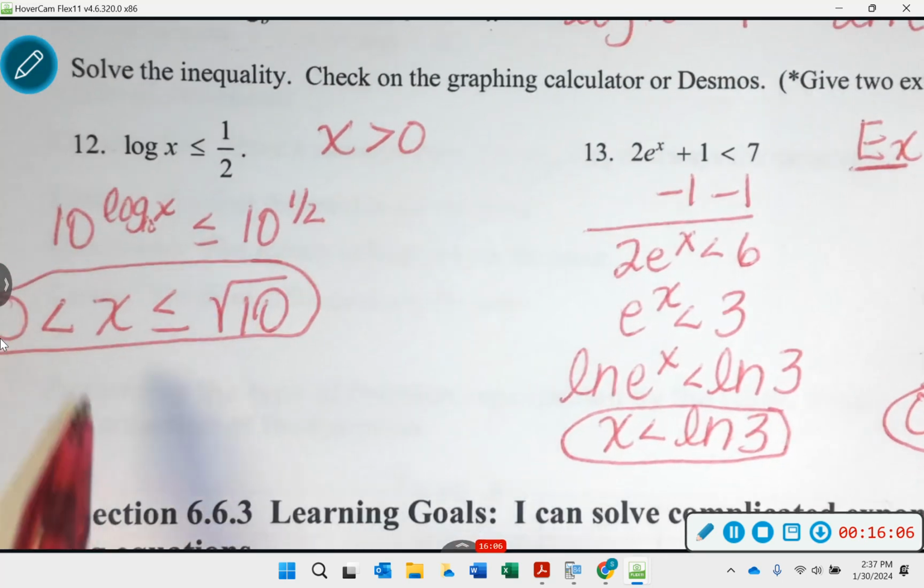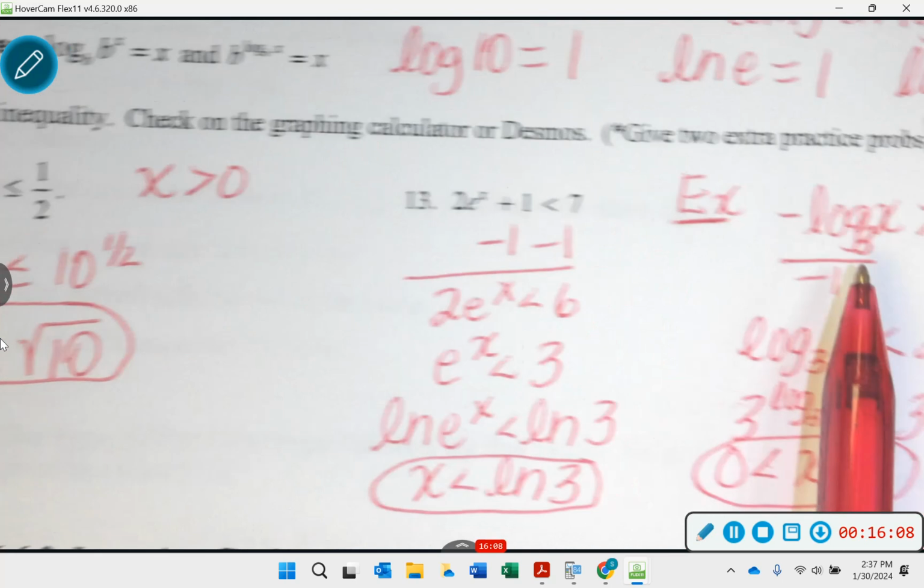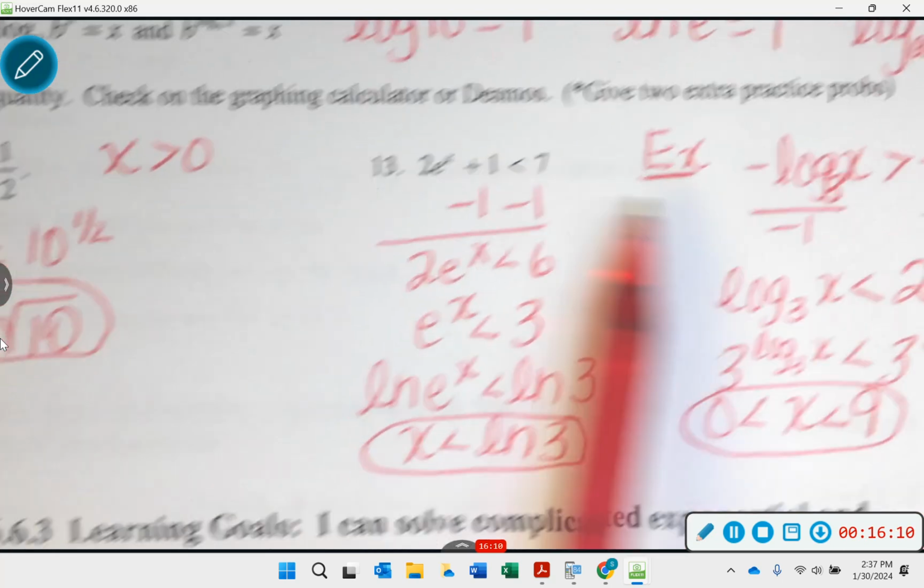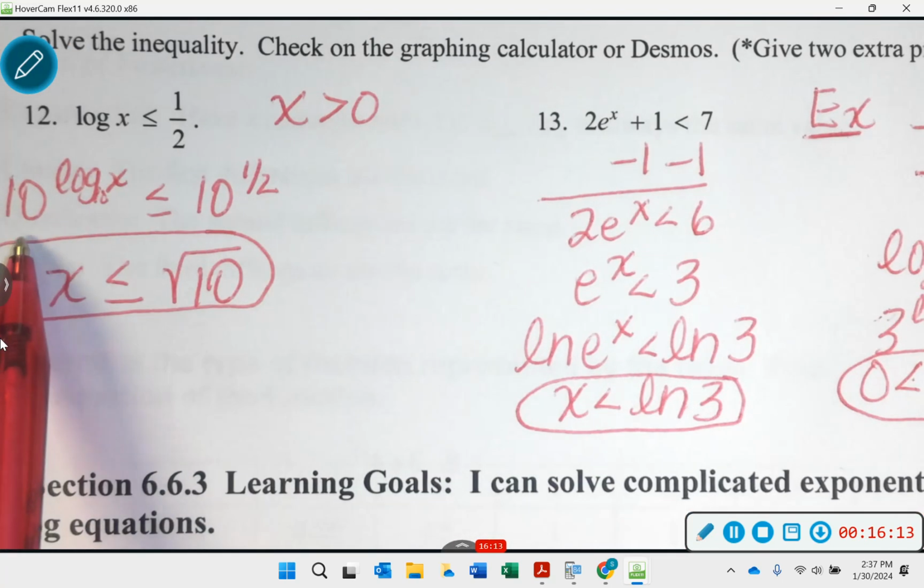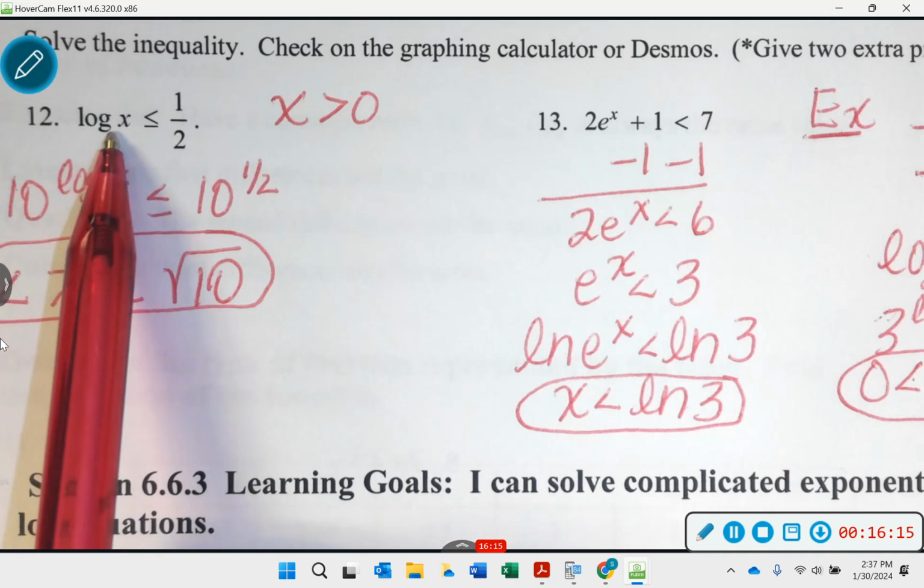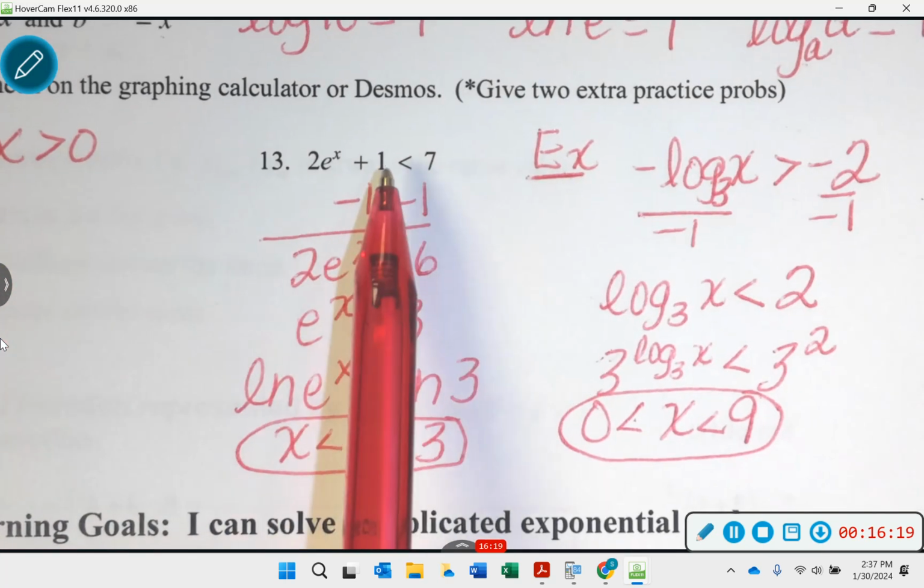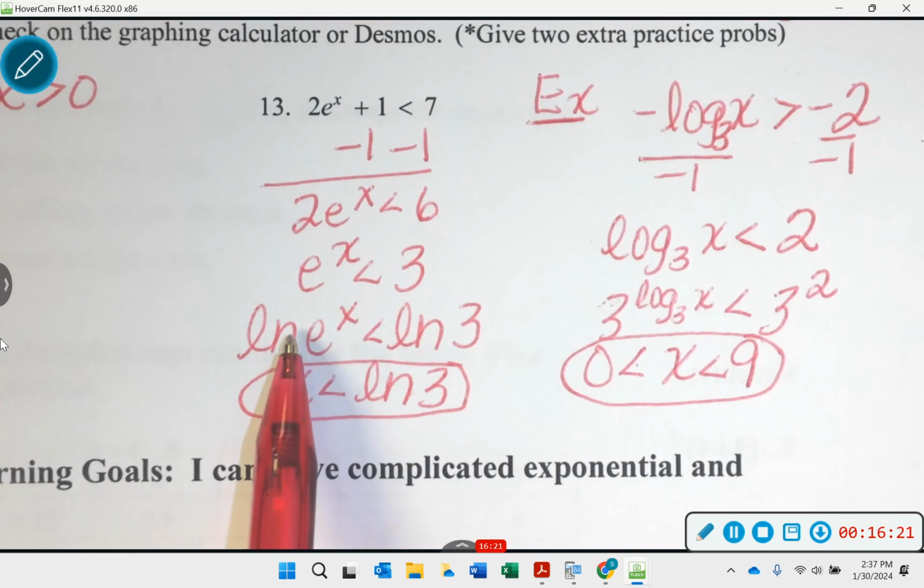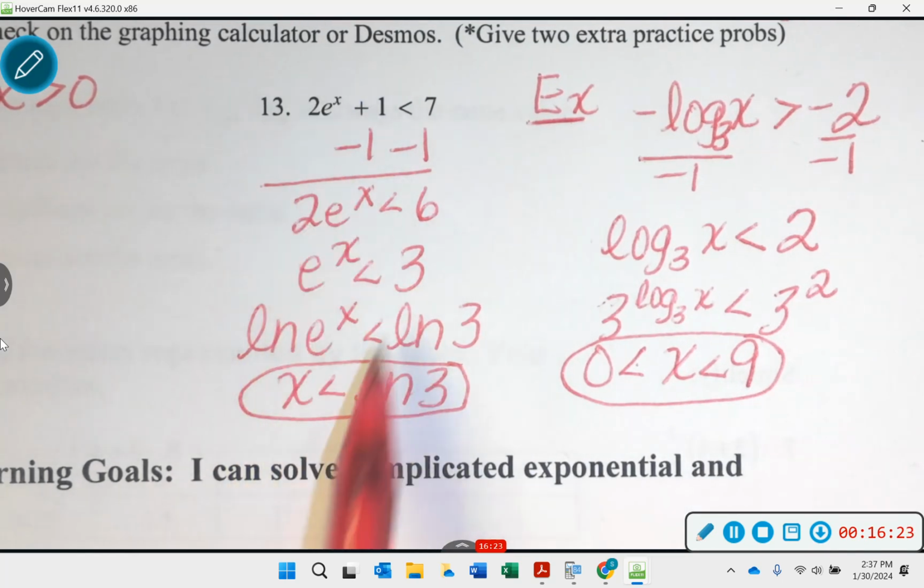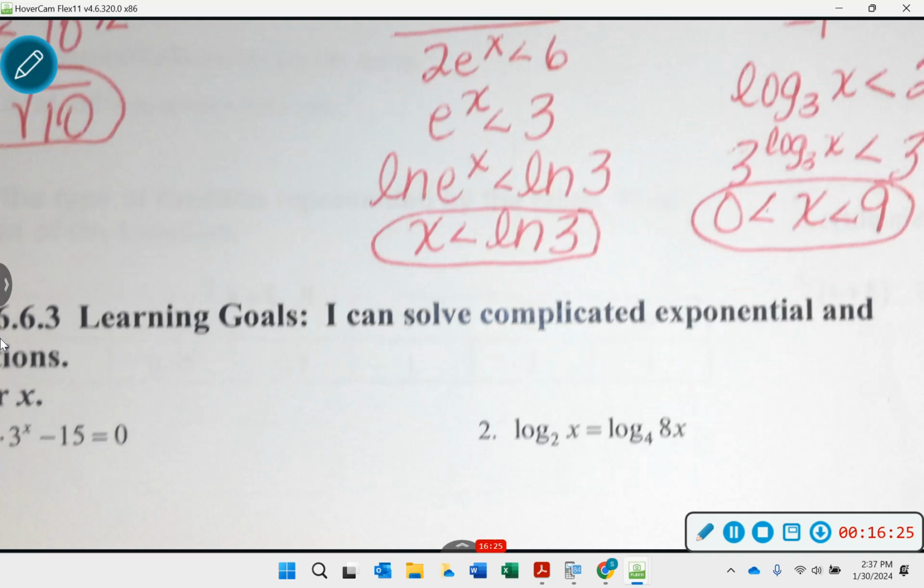So again, just to review, if we start with a log, we have to be looking for restrictions on the domain. We have to exponentiate with the same base as whatever that log has. If we start with an exponential, we have to take the log of both sides and use the same base as what we started with.